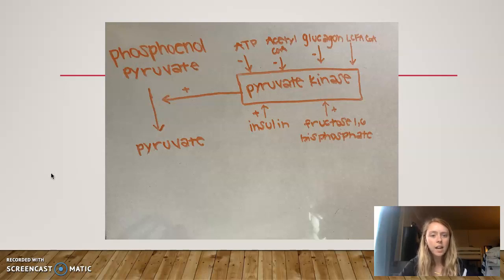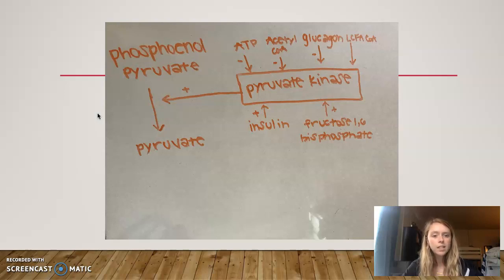Pyruvate kinase catalyzes the step in glycolysis where phosphoenolpyruvate is converted to pyruvate. Pyruvate kinase is inhibited by ATP, acetyl-CoA, glucagon, and long-chain fatty acyl-CoA.